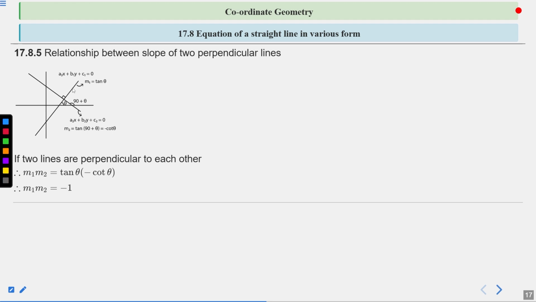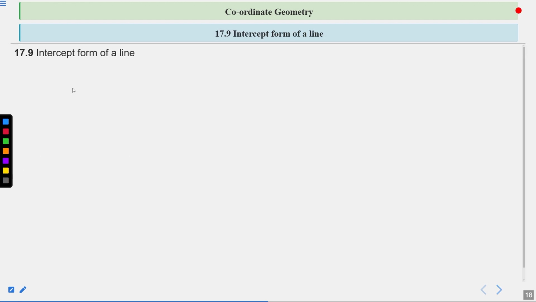Next, intercept form of a line. This is the diagram of the intercept form of a line.